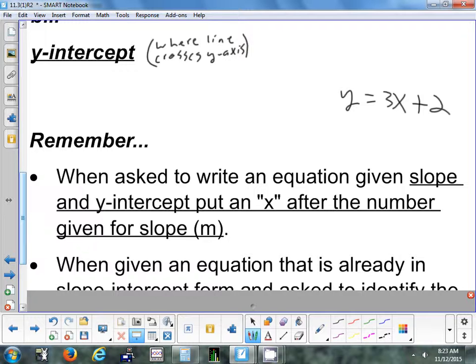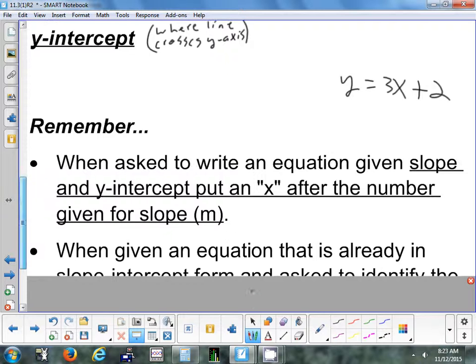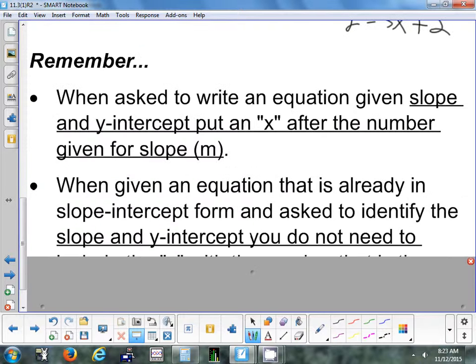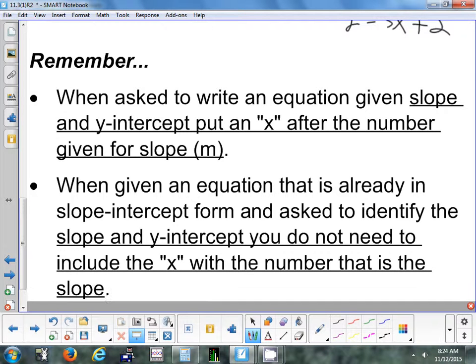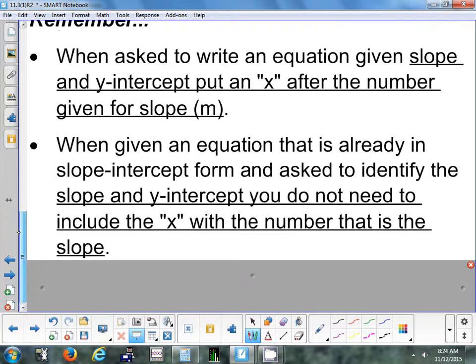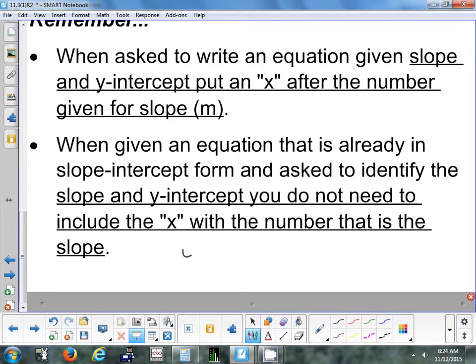Okay, and the next one. It says, when given an equation that is already in slope-intercept form, and you're asked to identify, and then you're going to fill in what's on this line right here. When you're asked to identify the slope, you don't need to include the x when somebody says, what is the slope? All right, so just as an example.